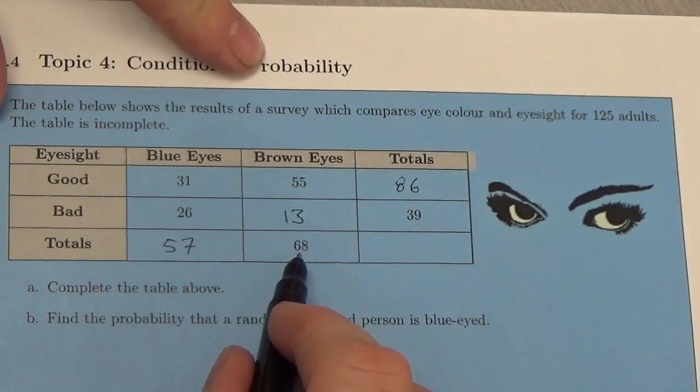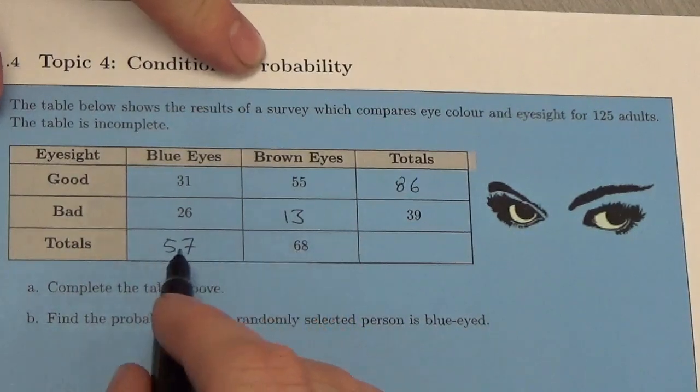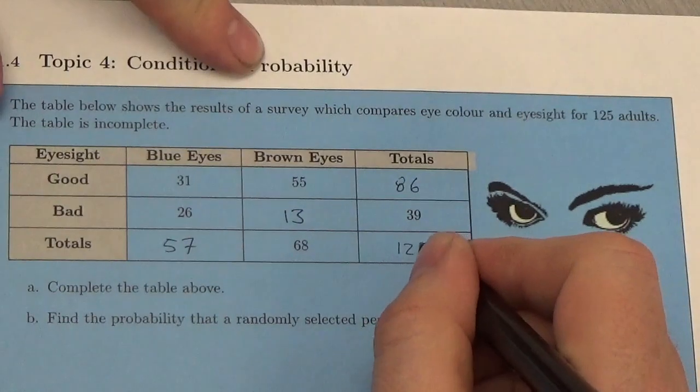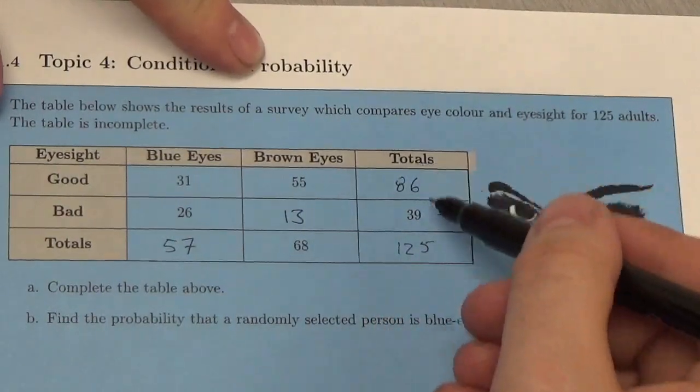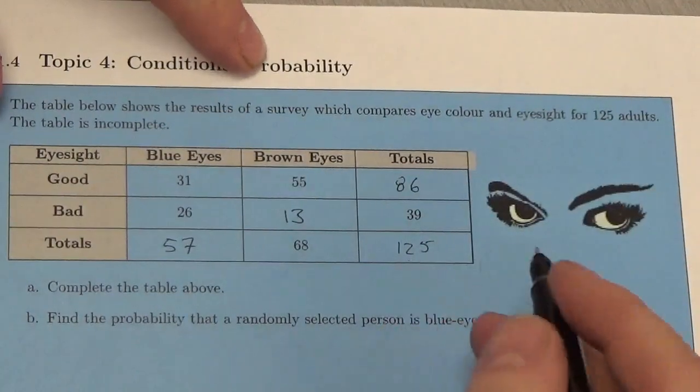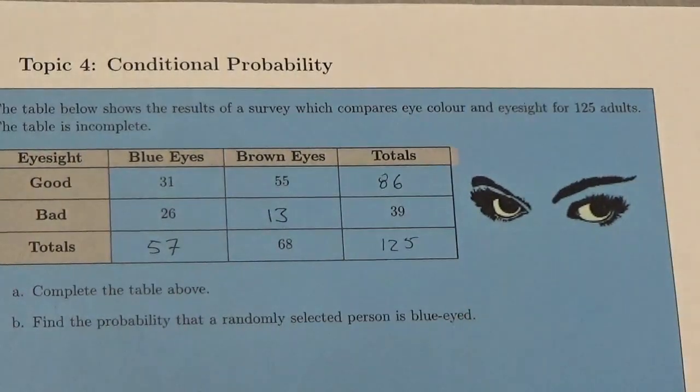57 and 68 here. Well, let's see, that 5 and that 7 are going to be a 15. It's going to be 125. Now, does that work if I go down this way? 6 and 9, 15, carry those, 125. Good. So we know that we filled that in correctly.